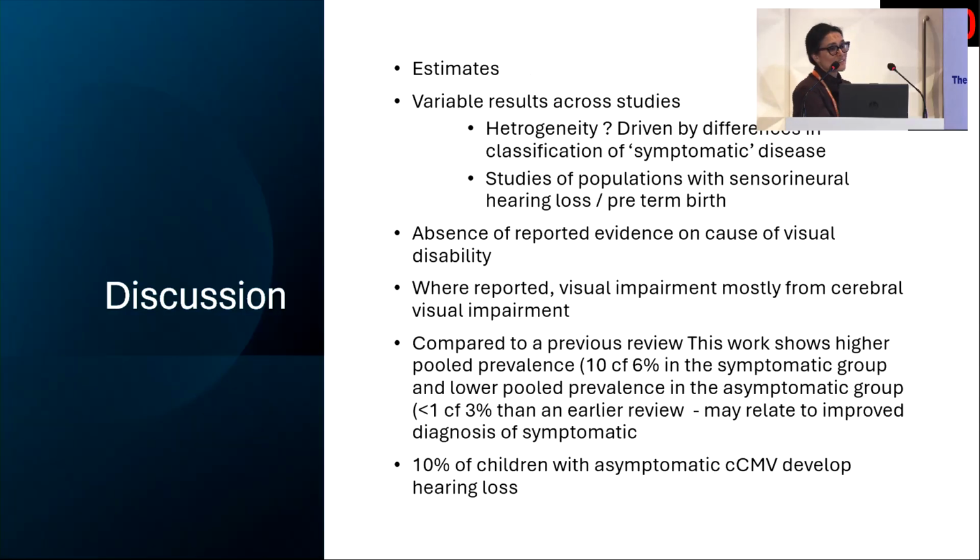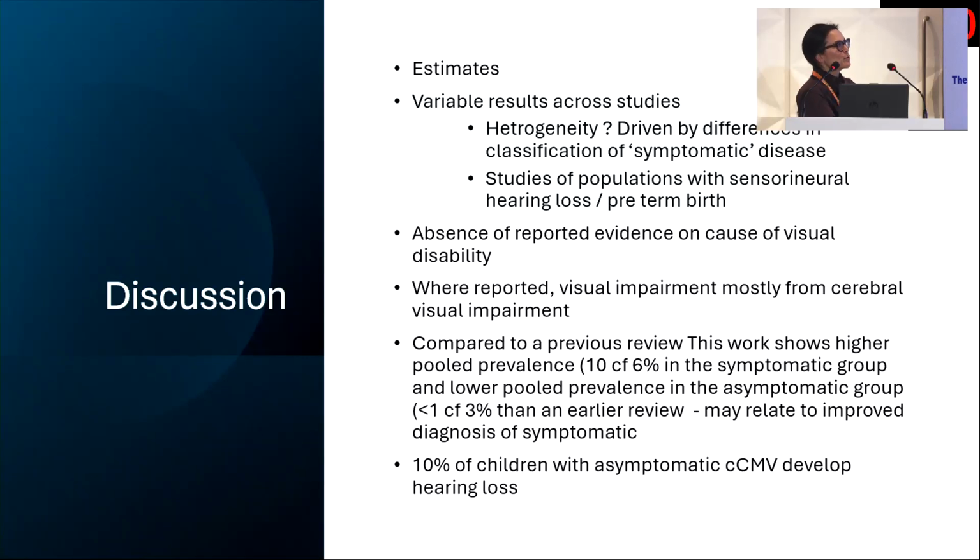So these pooled prevalences are estimates of a level of disease from the literature. The results were somewhat heterogeneous, and CMV is tricky because there are different ways of defining what is symptomatic CMV, and those things do vary internationally. And of course, some of the populations are specifically looking at hearing loss populations, so there may be some biases within those papers.